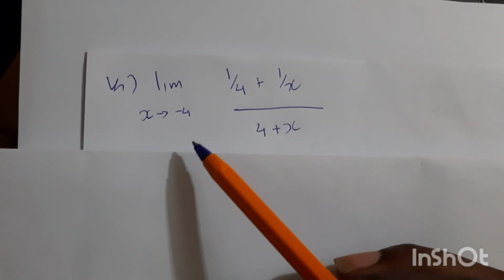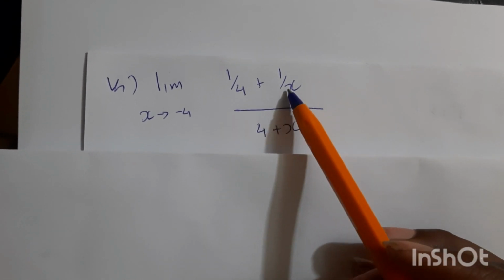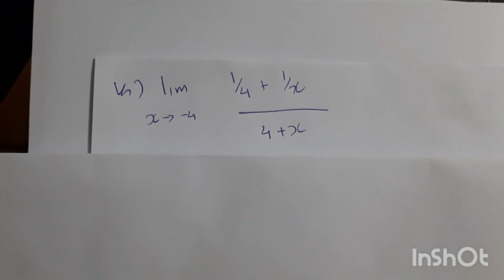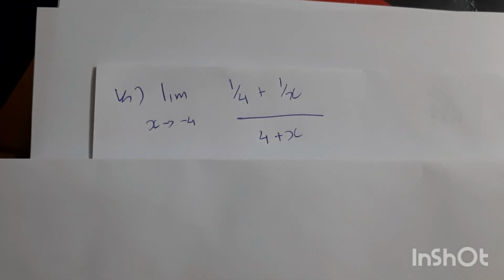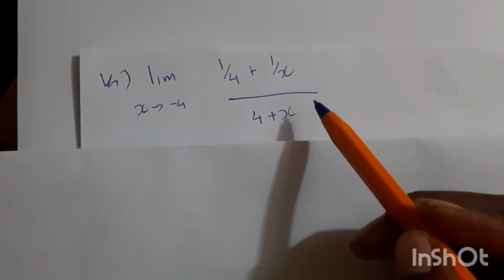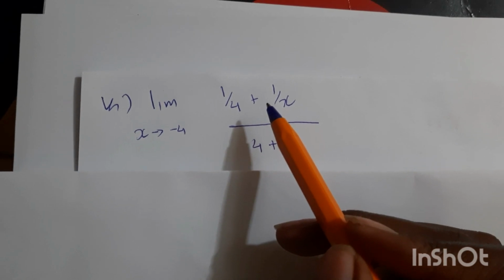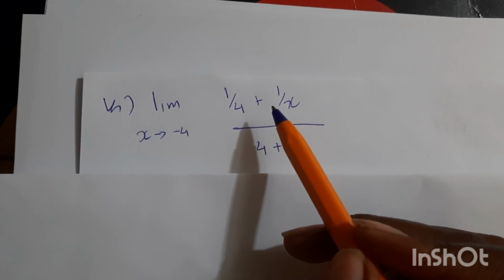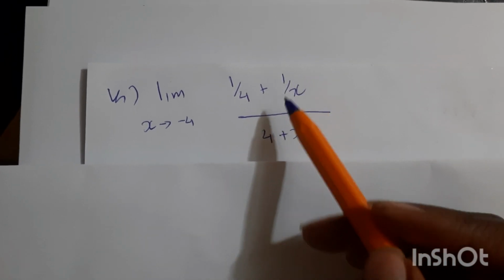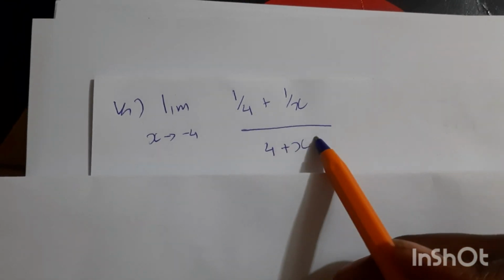This question: the limit as x goes to negative 4 of (1 over 4 plus 1 over x) over (4 plus x). This is a complex-looking fraction, but it's not as complicated as it looks. What we need to do first of all is get rid of this fraction part. What's the best way to get rid of it? We're going to multiply everything by the product of these denominators. But whatever you do at the top, you must do at the bottom.